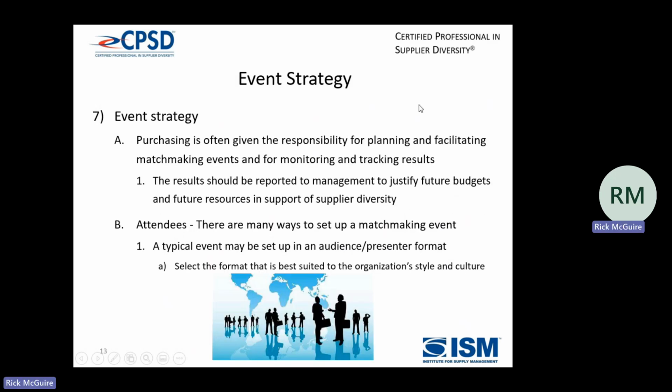And an event strategy. Purchasing is often given the responsibility for planning and facilitating matchmaking events and for monitoring and tracking results. The results should be reported to management to justify future budgets and future resources in support of supplier diversity. And attendees, there are many ways to set up a matchmaking event. A typical event may be set up in an audience presenter format, and select the format that is best suited to the organization's style and culture.